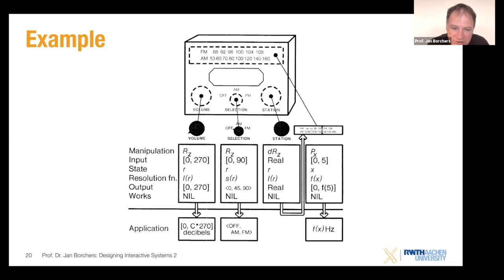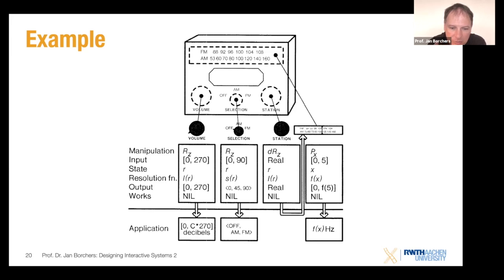But the resolution function is not the identity because the station button actually latches in place in three positions: off, AM, and FM. And because it does that, it only creates three distinct outputs. If you connect measurement electronics to the output of the station button, it will have pins that only tell you whether it's currently the off state or AM state or FM state, right? It's basically three connections that get made, one or the other. So the whole continuous range of my input gets discretized into three positions.